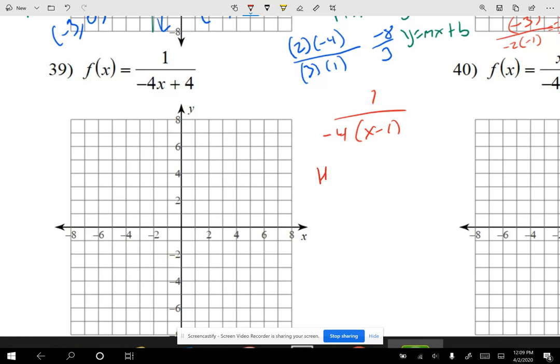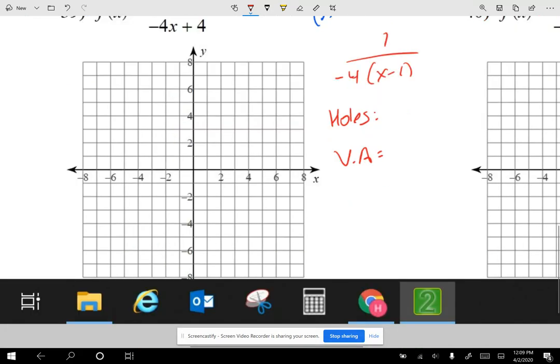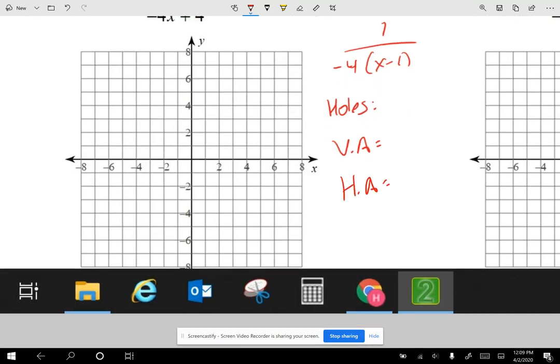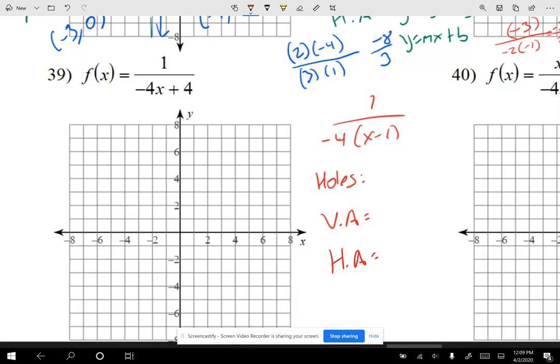So this way I'm going to see if I have any holes, my vertical asymptote if possible, my horizontal asymptote if possible. All right, so when I factored, I tried to cancel things out. Nothing cancels out, so I don't have a hole. My vertical asymptote, I'm thinking, what values of x will make the bottom equal to 0? So x equals 1. My horizontal asymptote, I look at the first term. Because the highest exponent of x is at the bottom, my horizontal asymptote is the line y equals 0.